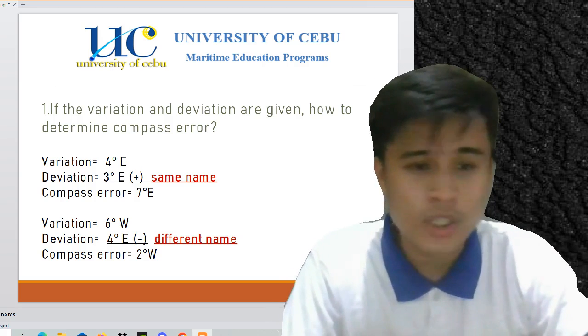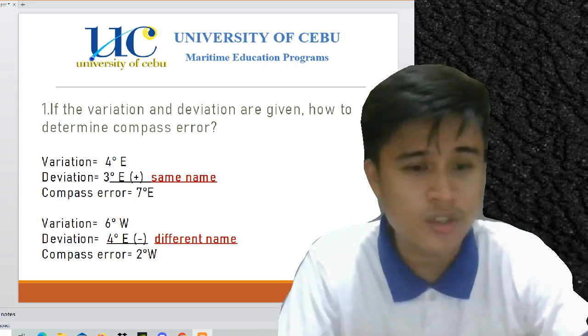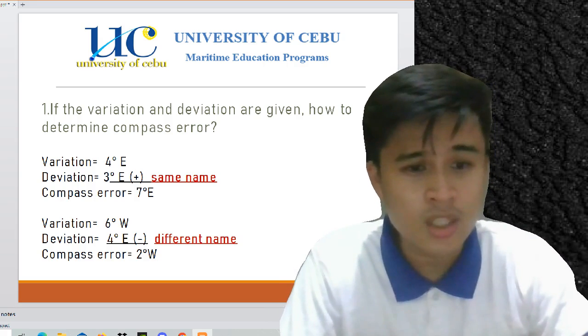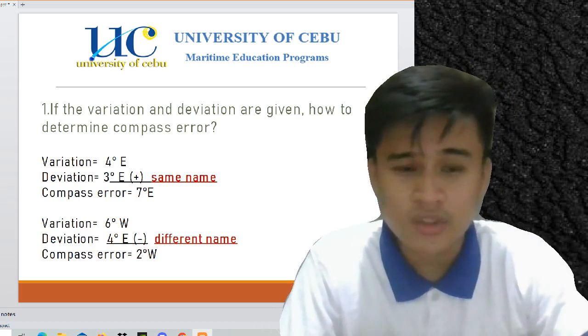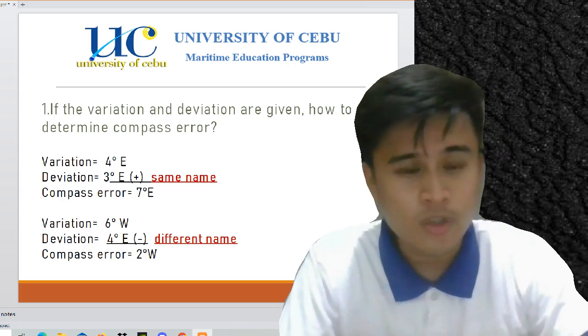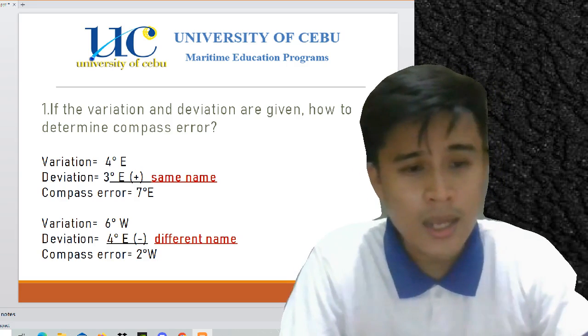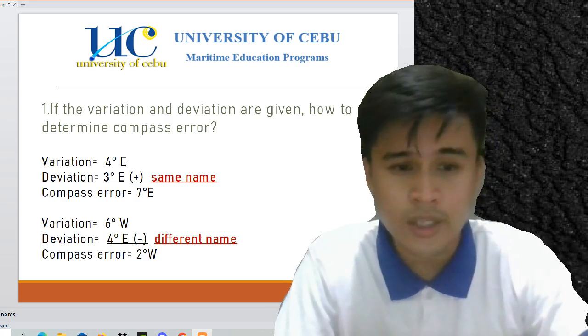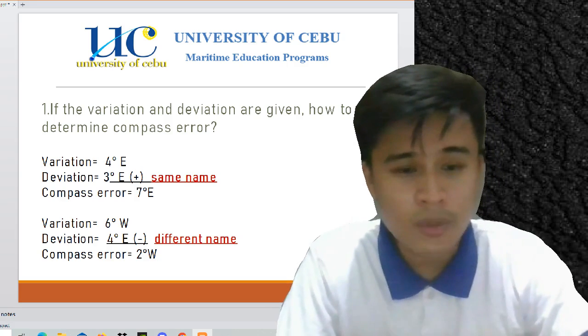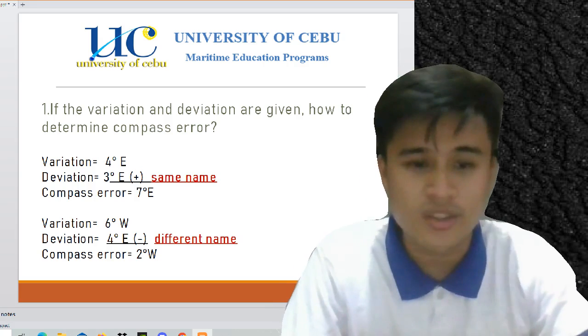So in my example, the variation is 4 degrees east, and the deviation is 3 degrees east. Since they are like signs, you can directly add them. So the compass error is 7 degrees east. In my example number 2, the variation is 6 degrees west and the deviation is 4 degrees east. Since they are unlike signs, you can directly subtract them. So the compass error that you get is 2 degrees west.